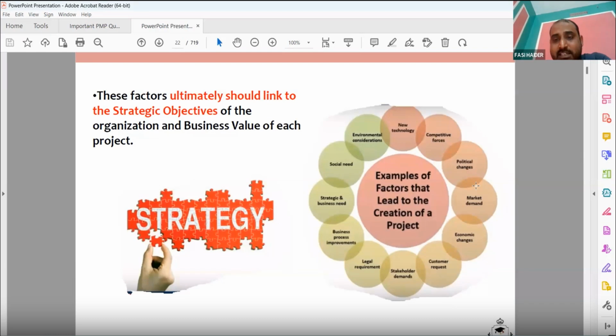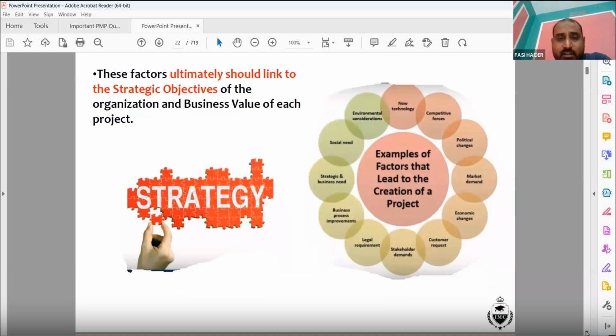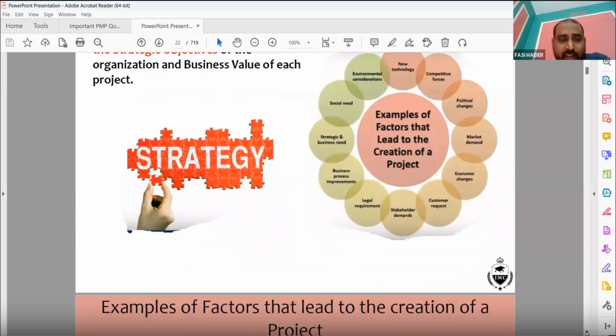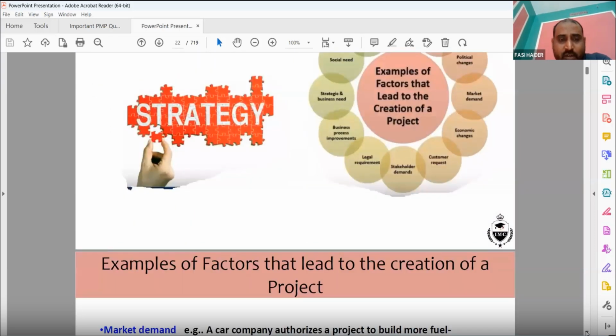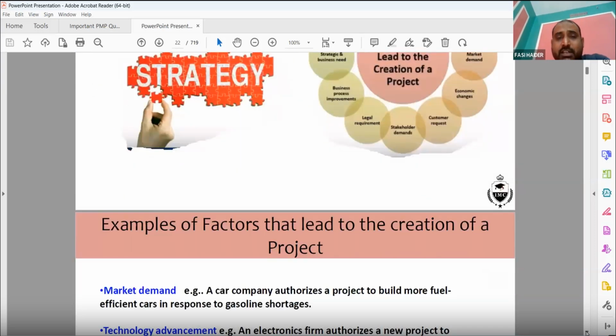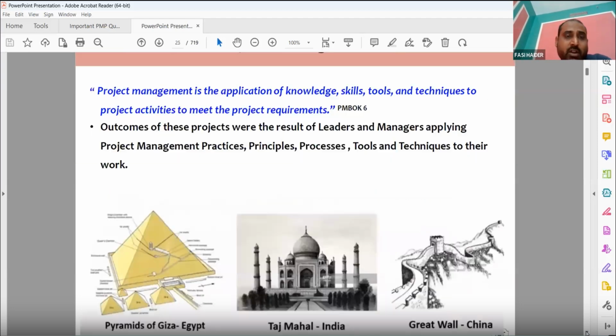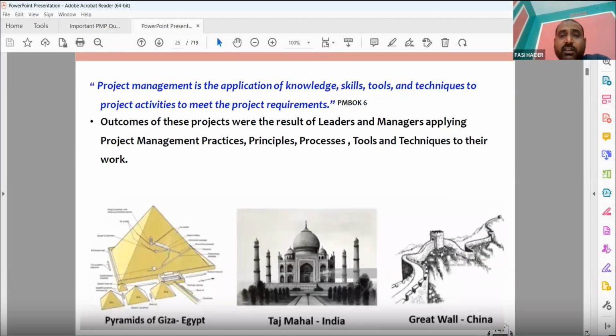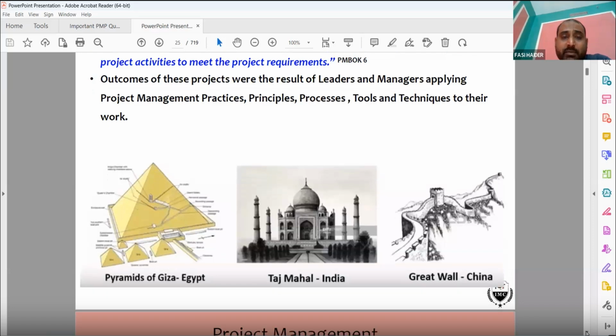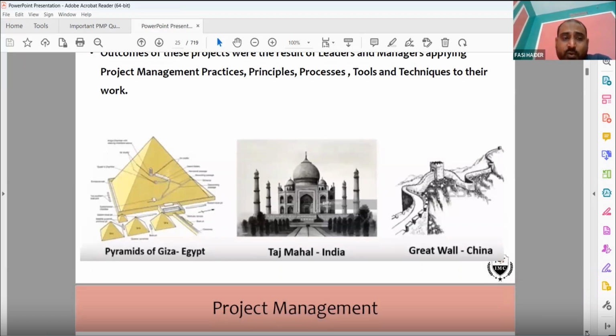Competitive forces, political change, market demand, economic change, customer request, business strategy, social needs: these are the factors that link to why business projects start, and we gave examples of all of them. So what is project management? It is the application of knowledge, skills, tools, and techniques to project activities to meet the project requirements. The outcomes of these projects were the result of leaders and managers applying project management practices, principles, processes, tools, and techniques to their work.